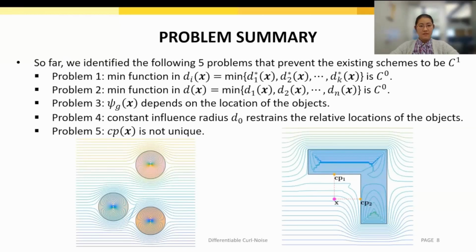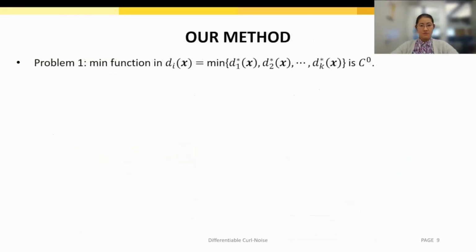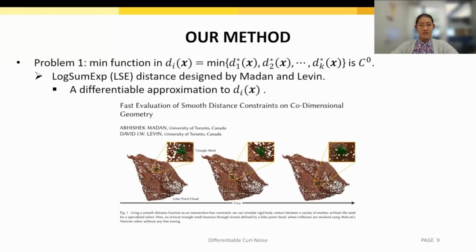Next, let me introduce you to our construction of differentiable Coronoids by addressing these problems one by one. Fortunately, they already had a solution for our first problem. In 2022, Maida and Levine proposed their LSE distance function as a differentiable alternative of the Euclidean distance function di of x.